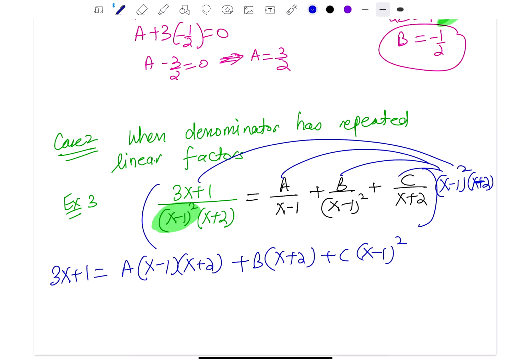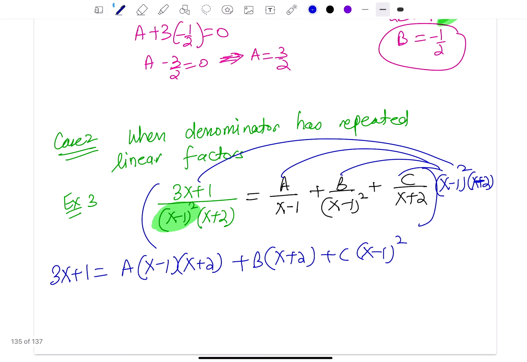squared. Clever substitution is not going to work here all the way because I won't be able to cancel each of the individual factors. Let's see, what would we do then? So we can let x be 1. If I choose x to be equal to 1, we will be able to find b.